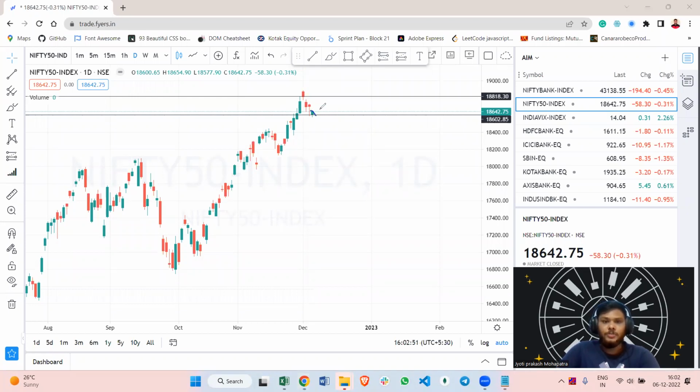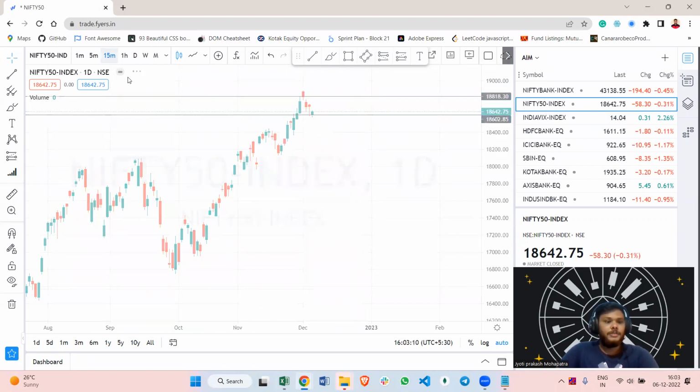So if tomorrow the market opens gap down and trades below 18,600, then you can expect a good amount of selling pressure here, and our target will be 18,550 first. Next target we can set to 18,500. For any buying, my suggestion would be to please wait for it to close above 18,700 750. Then after that we can expect some buying pressure from there.